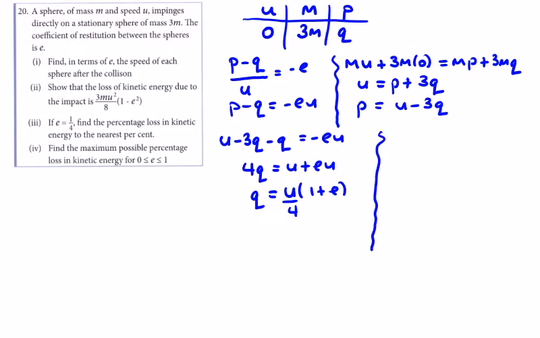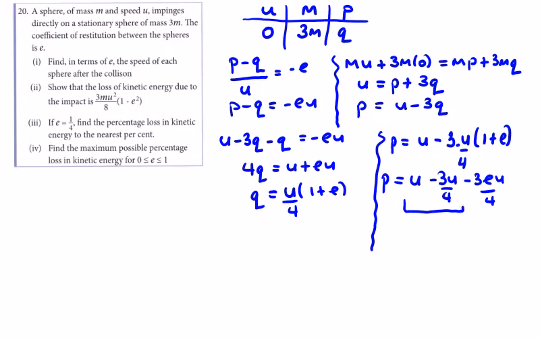And then for p, I'm going to have p is equal to u minus 3 times q, which is 3 times u over 4 times 1 plus e. So I'm going to have p being u minus 3u over 4 minus 3eu over 4. So I can combine the first two here. I have a full 1 minus 3/4, so I've got a quarter u, so I just got u over 4 minus 3eu over 4. And I can factor out u over 4 to end up with 1 minus 3e. So this is p, speed afterwards, and q, speed afterwards.